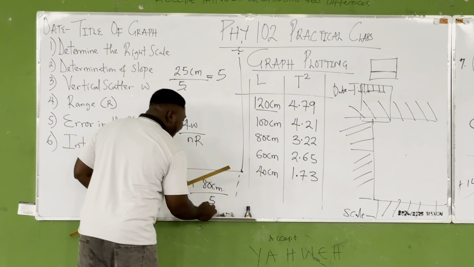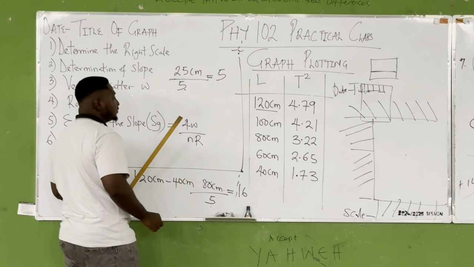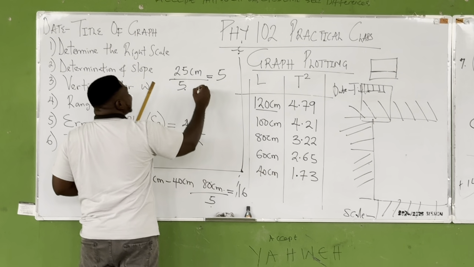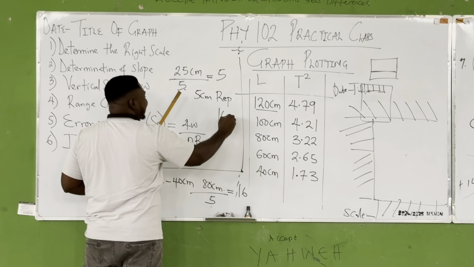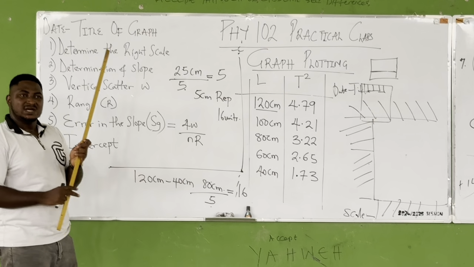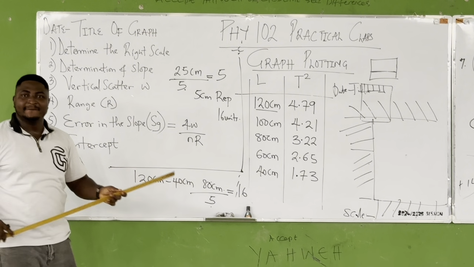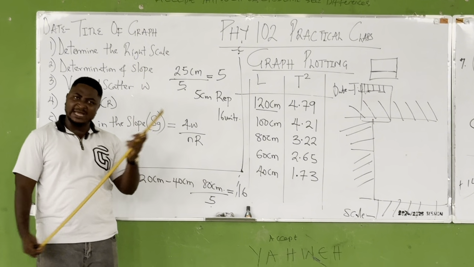Now, 80 divided by 5 here is 16. So you are simply going to say 5 centimeters is going to represent 16 units. And you have filled up your full Y scale. Is anybody lost? You don't understand?